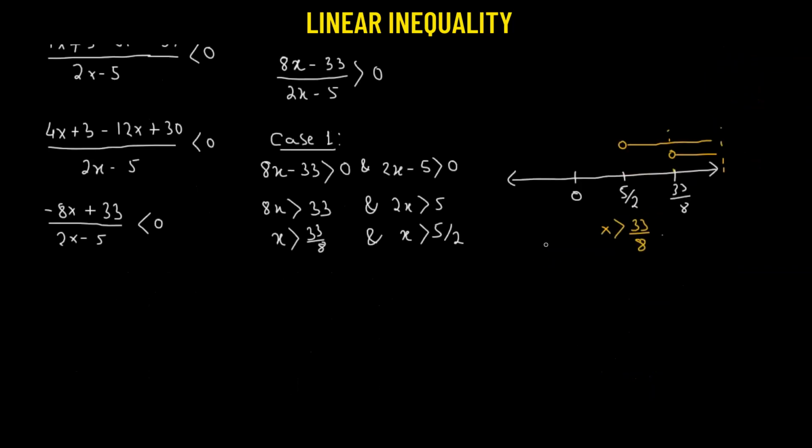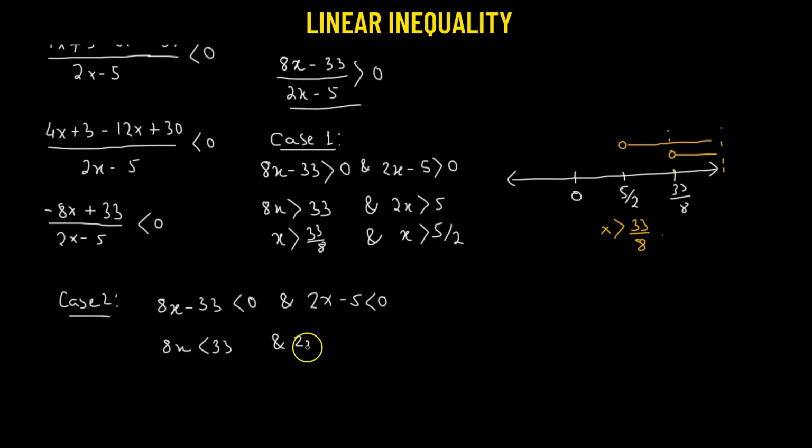Now we will discuss case number 2. So case number 2, we have (8x - 33) divided by (2x - 5), which is greater than 0. That would mean that if we consider 8x - 33, the numerator, to be a negative number, and simultaneously the denominator to be also a negative number, that is less than 0, we have a negative number divided by a negative number, which makes it positive, and this inequality will hold. So solving these two inequalities, we have 8x less than 33 and 2x less than 5. Or we have x less than 33 over 8 and x less than 5 over 2.